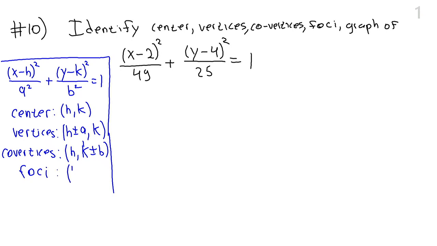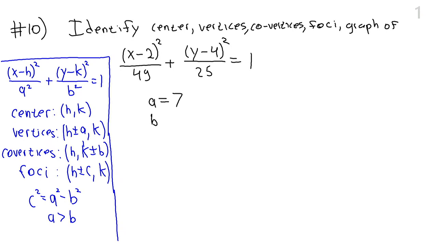And the foci are going to be h plus or minus c comma k, with c squared equals a squared minus b squared, and in this setup we're working with a as the bigger one. So this is what you have on your reference sheet, and now let's extract all the relevant information. So first we identify what a is. A in this case is 7, as 7 squared is 49.